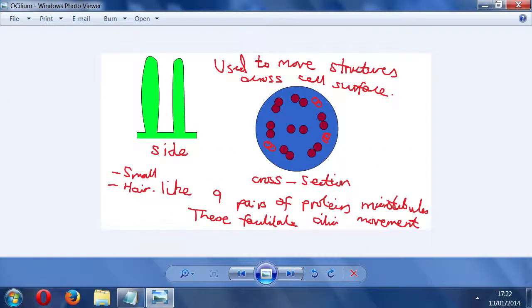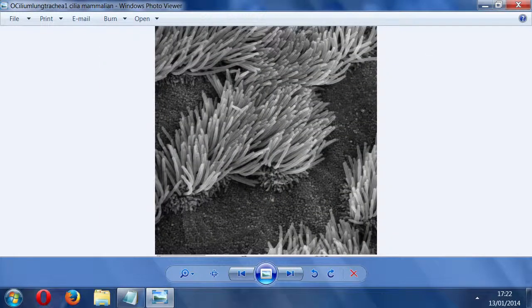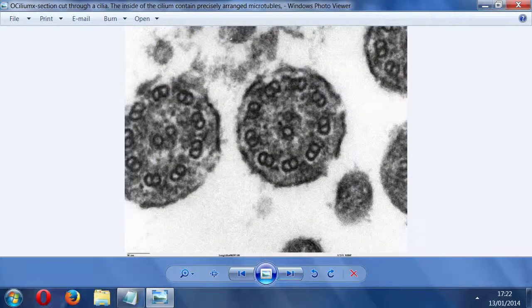So we can do it. There's a side and there's the cross section. Hair-like structures, 9 pairs of protein microtubules. Yeah. And we may have some images as well. Here's some images from mammal cell. And we can see the 9+2 structure here.